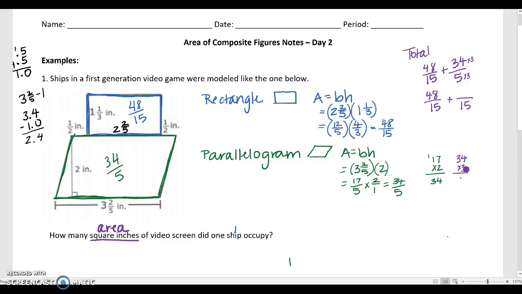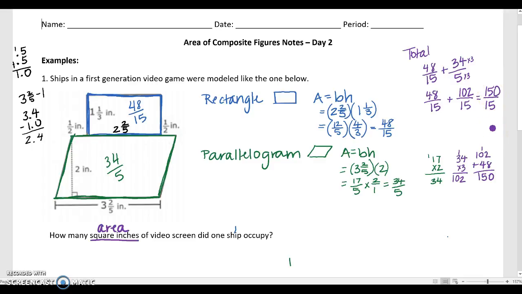3 times 4 is 12. 3 times 3 is 9, plus 1 is 10. So I have 102 over 15. So now I'm just going to add across, and I keep my denominator. So I'm going to do 102 plus 48: 8, 9, 10, 150. So I have 150 over 15.